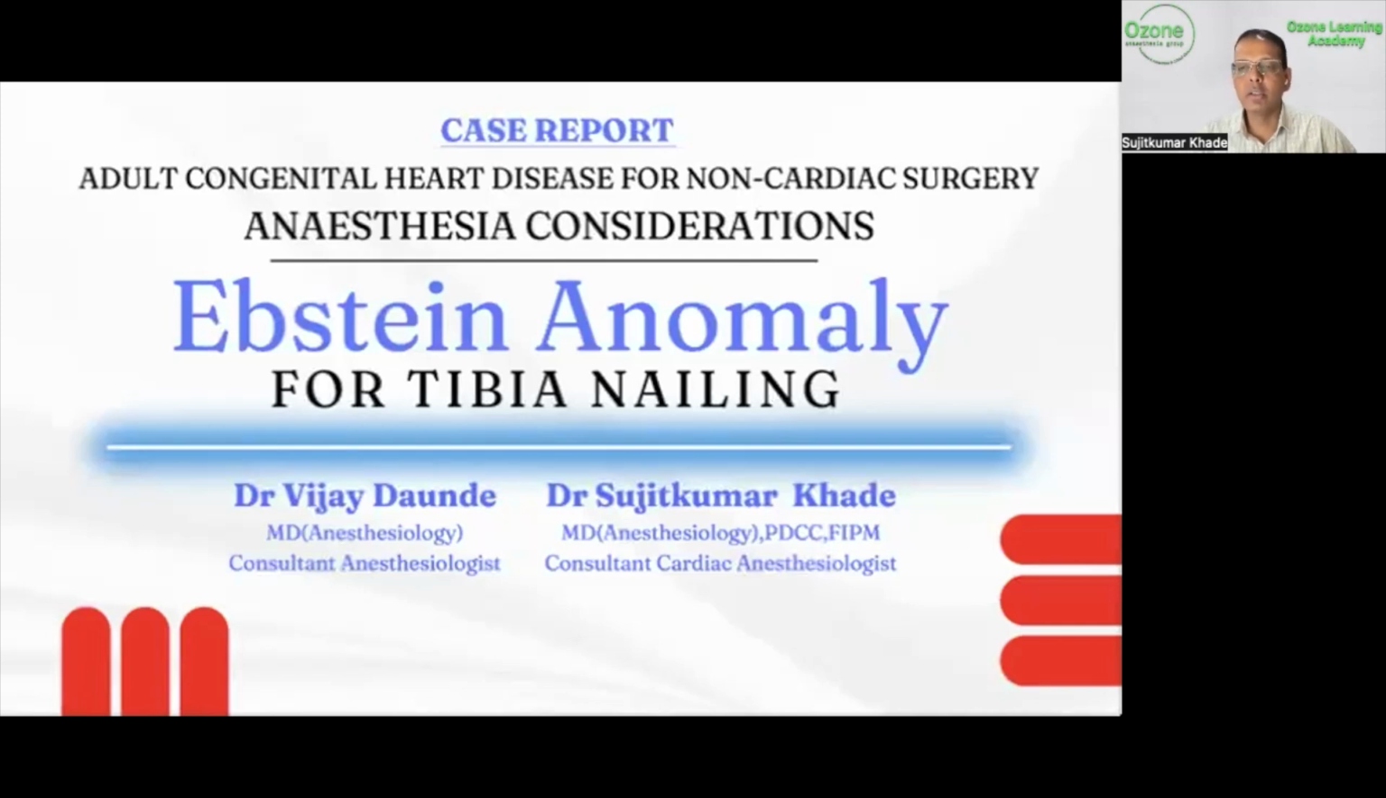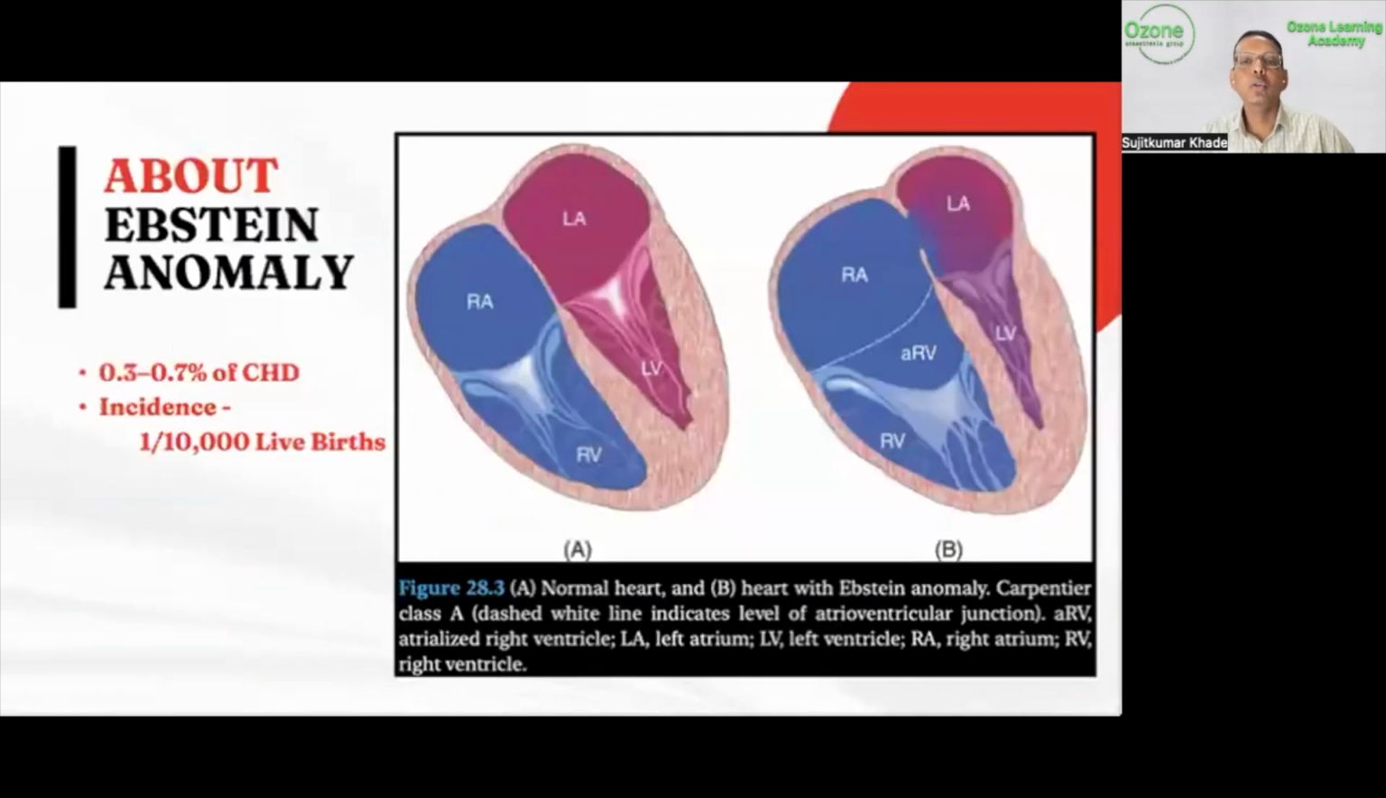With this background, let's discuss the case which we did and the lessons we learned from it. Although Ebstein anomaly occurs in only 0.3 to 0.7% of total congenital heart diseases, it is the most common congenital malformation of the tricuspid valve. The incidence is approximately 1 in 10,000 live births. It was first described by Ebstein in 1886 from autopsy findings. It is characterized by a malformed tricuspid valve and right ventricle, and an interatrial shunt is almost invariably present, as over 1/3 will have an ASD and most of the remaining patients will have a PFO.